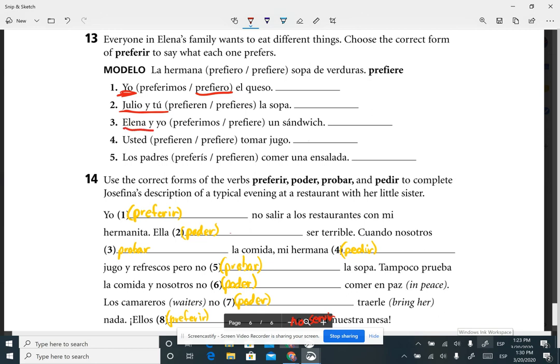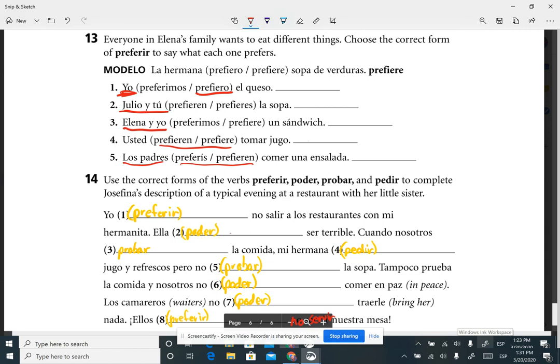Then the next one we have Elena y yo. That's two people with I included, so Elena and I become a we form. Choose your we form of the verb: we prefer a sandwich. Number 4, you prefer. Which one of those means you? Usted is you in the polite form. So choose your polite form of you, whichever one of those that is, and then to drink juice. And then padres, parents. The parents, they prefer. Which one of these is they prefer? To eat a salad.